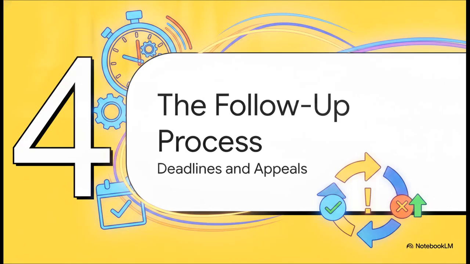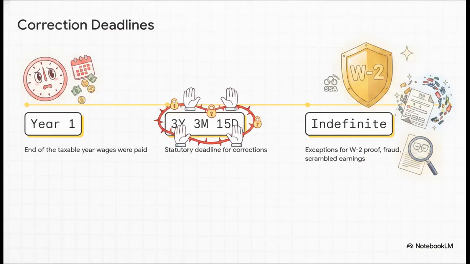Let's jump into Section 4, the follow-up process, deadlines, and appeals. All right, so what happens if your initial correction request hits a snag? You absolutely have to understand the statute of limitations. Legally speaking, you generally only have 3 years, 3 months, and 15 days from the end of the taxable year your wages were paid to correct your record.